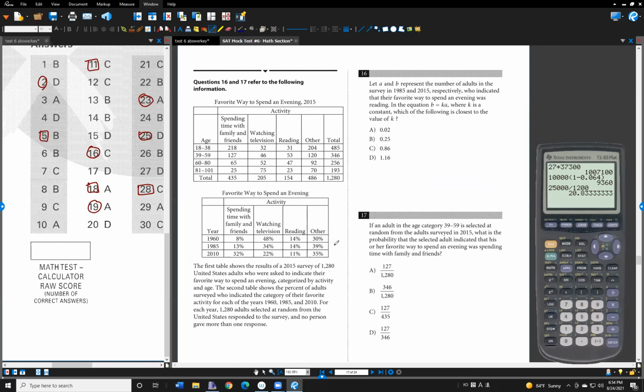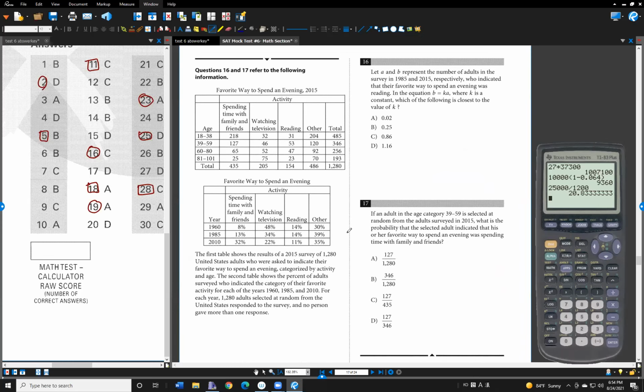Wow, what is this? Too much data over here, but you know that on the SAT only some specific data will be used, not everything, I think. This is only 2 questions, so they cannot ask a lot of questions. That means we need to pick some of the data. We see that this is the favorite way to spend an evening in 2015, with the age scale over here, TV and reading.